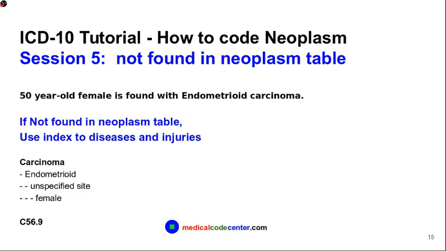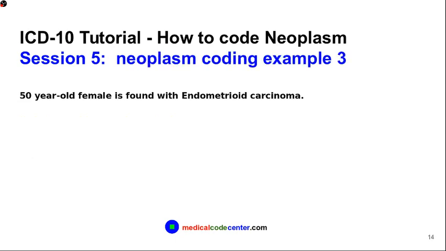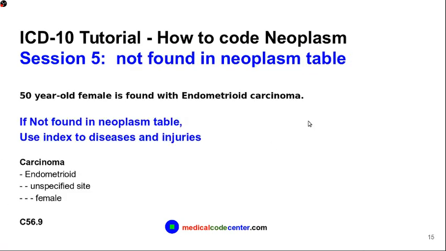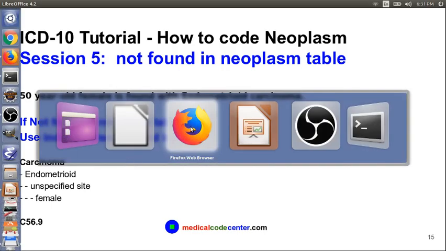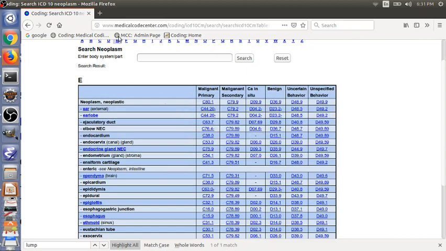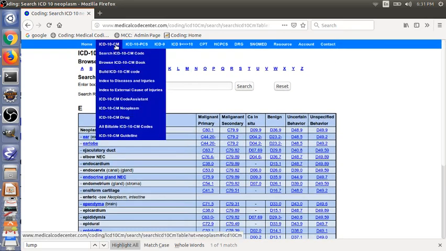If we can't find the code in the Neoplasm table, you have to go back to use the index to diseases and injuries. Go back to the ICD-10 book, not using the Neoplasm table. You use the index to diseases and injuries instead. So let's do that. Go to the index of diseases and injuries.